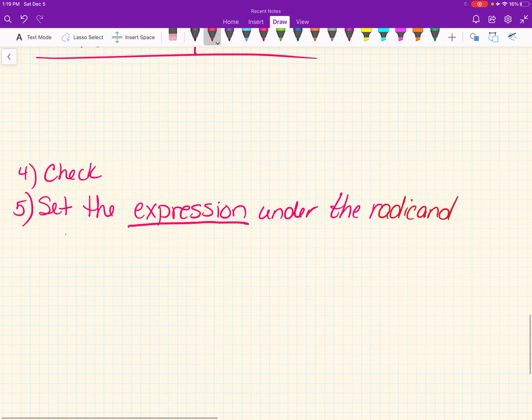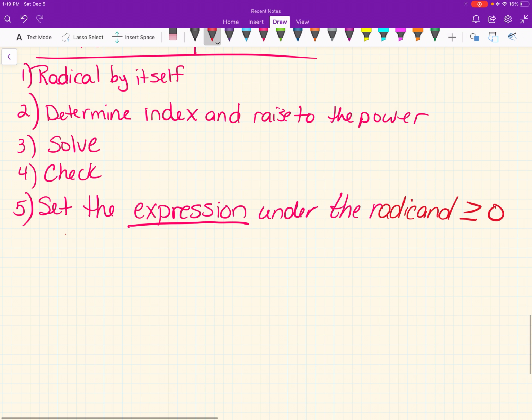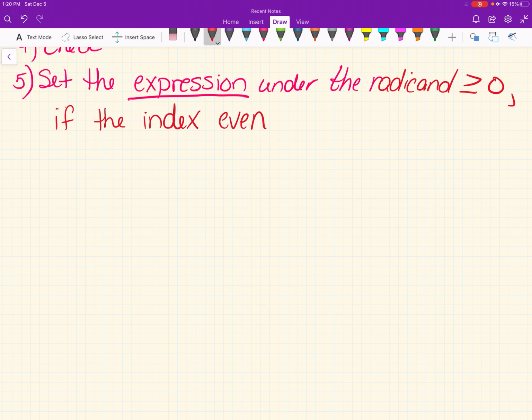Greater than or equal to 0. And I should have written this the other way. If the index is even, we cannot have a negative number under the radical. If the index is even, we cannot have a negative under the radical. So let's do number 7.